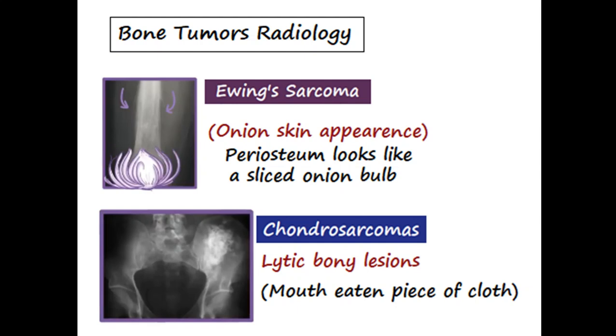Now coming to the Ewing sarcoma, here the periosteum looks like a sliced onion bulb, and this type of radiological appearance is very specific for the Ewing sarcoma, known as the onion skin appearance. In chondrosarcoma, there are lytic bone lesions, and these lytic bone lesions give the appearance of a mouth-eaten piece of cloth on the X-ray.